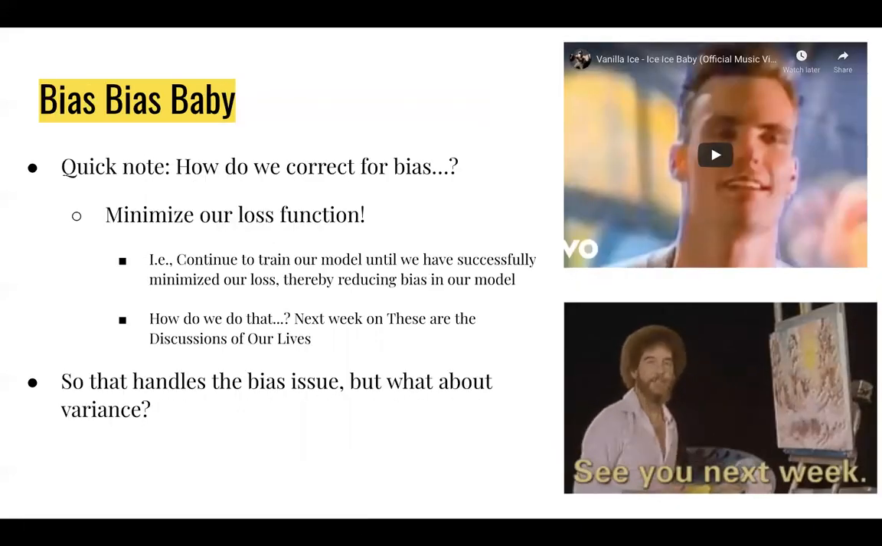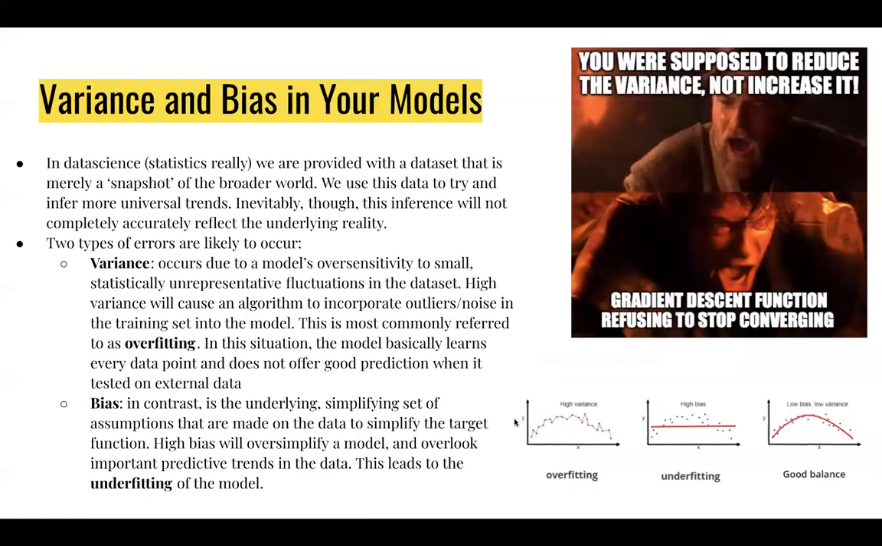Okay, quick note. How do we correct for bias? At first I was going to cover this today, and then I decided it's too much. I want to devote a whole discussion section specifically to this. But at a very intuitive level, we minimize our bias by training our model. That's the whole idea of fitting a model to our data. We start with a very high bias, but as we train our model, over time it improves.